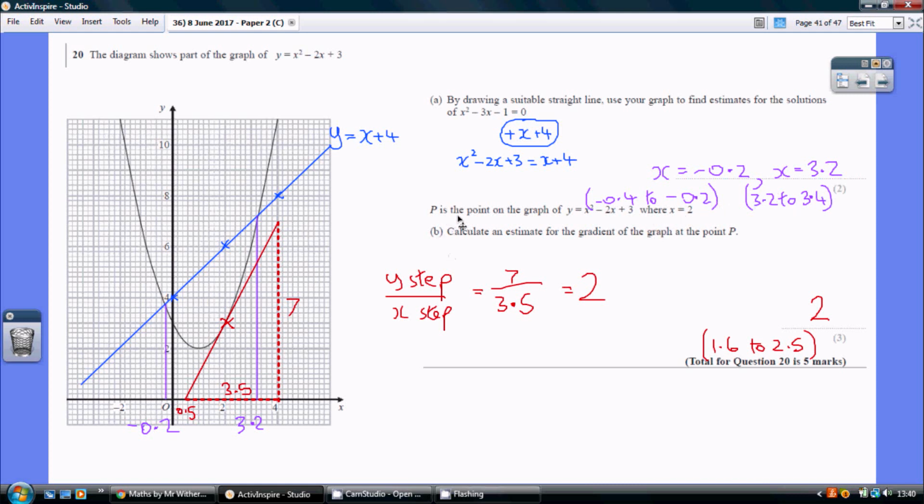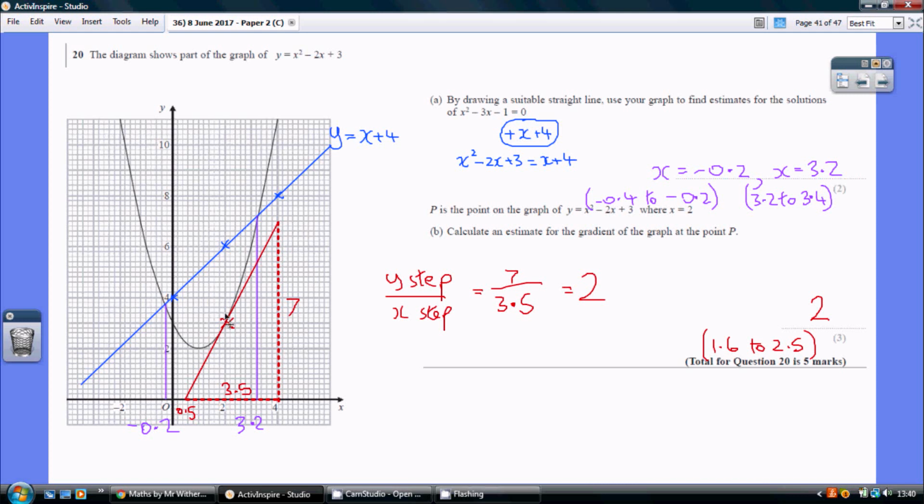Now we're told P is the point on the graph, so our curvy graph here, where x equals 2. So we know where x equals 2. So this point here is P. I've forgotten to label it, but that point there is P. And we're being asked to calculate an estimate for the gradient of the graph at the point P. So you've got to get your ruler out and just draw in your best shot at doing a tangent to the line at that point there where x equals 2.